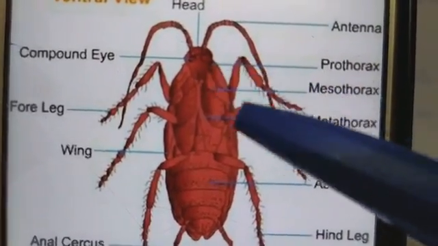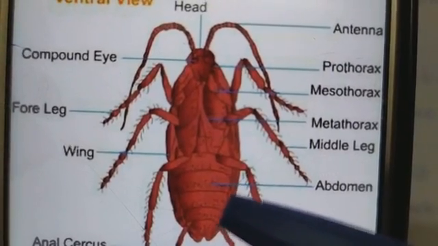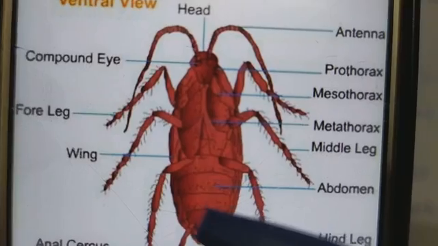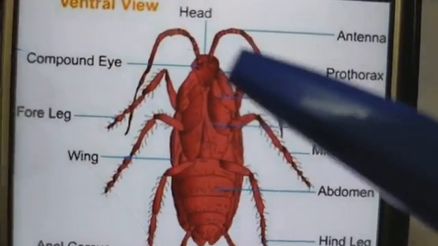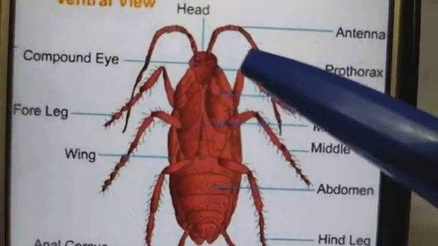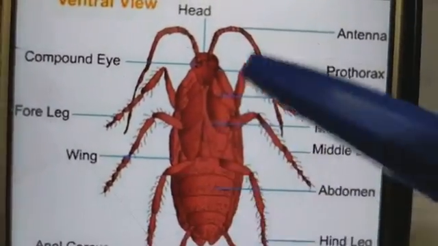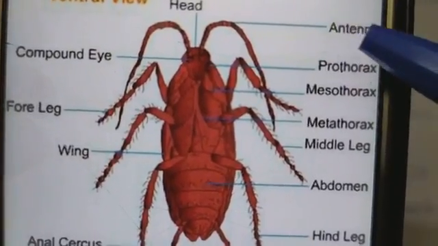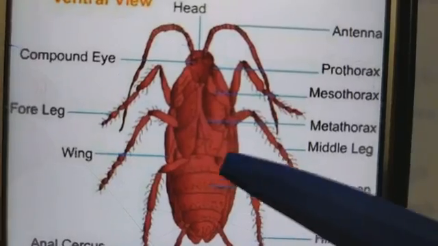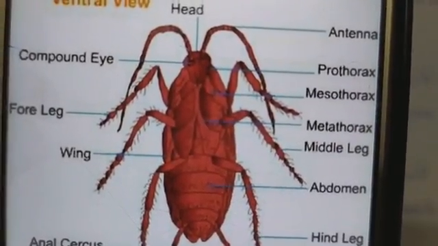Previously you have seen the top portion. Now you are seeing the bottom portion, right? There are 3 pairs of legs. 1, 2, 3. 3 pairs of legs. These are not legs, these are some special structures called antenna. Forget about it. With these 3 pairs of legs, cockroach can walk and can climb.